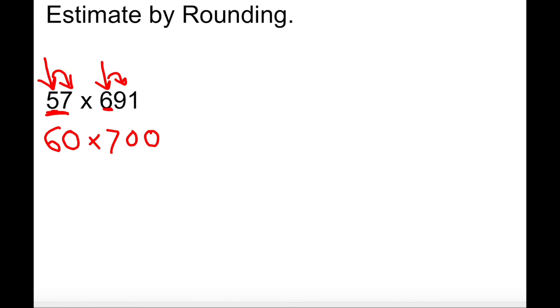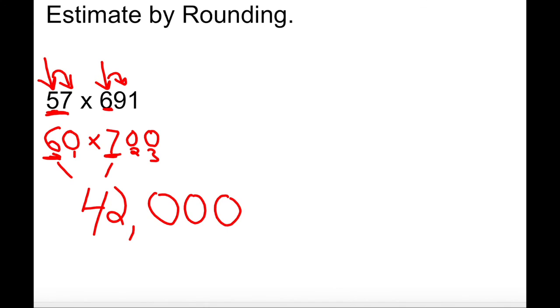Once I get to this point, once I've done the rounding correctly, I identify the math fact, which in this case is 6 times 7, which equals 42. Then I count the zeros. There are 3 of them. And that is the answer.